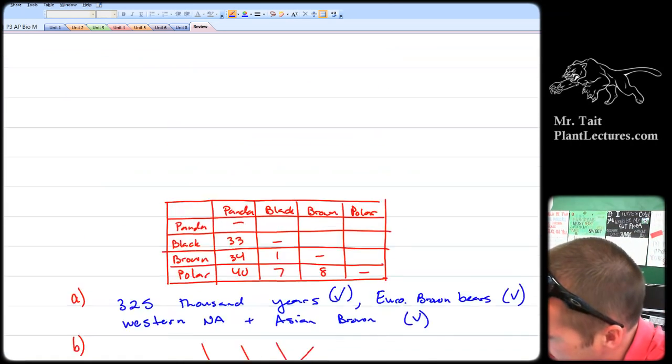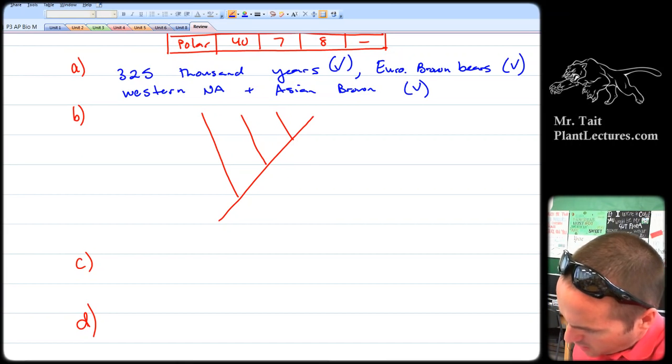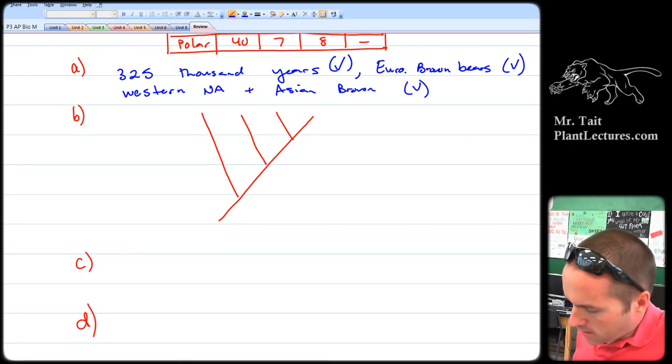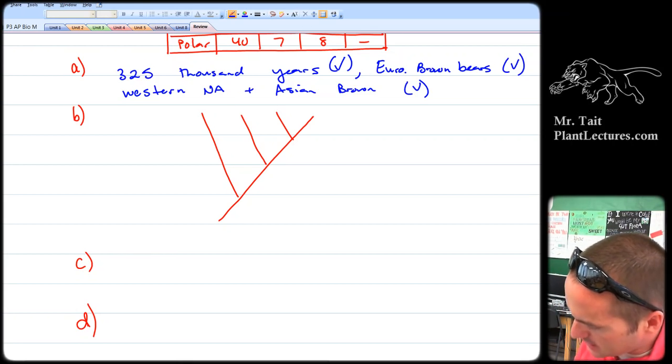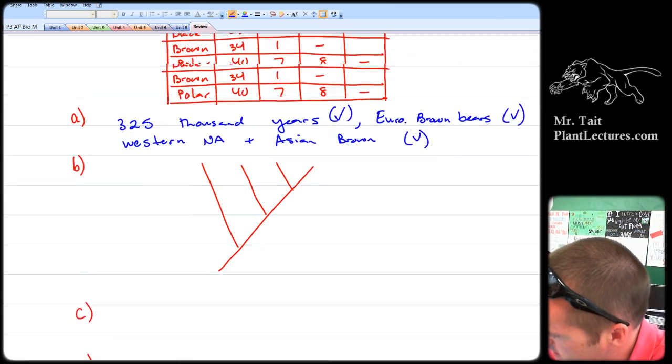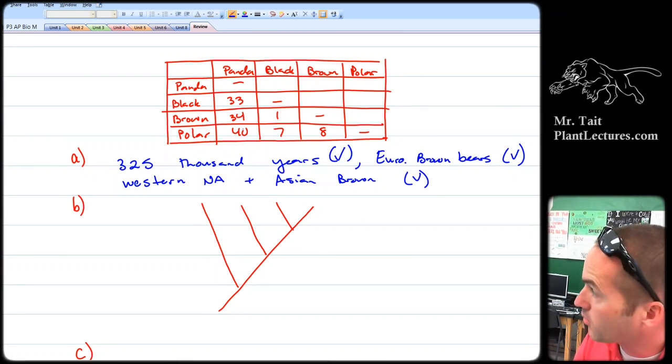Part B says, construct a cladogram on the template to represent the model of evolutionary relatedness among the bear species based on the differences in the list protein sequences. Circle the position in the cladogram that represents the outgroup. So you can see that in this diagram here, we've got panda bears being really different from everything. 33, 34, and 40 differences.